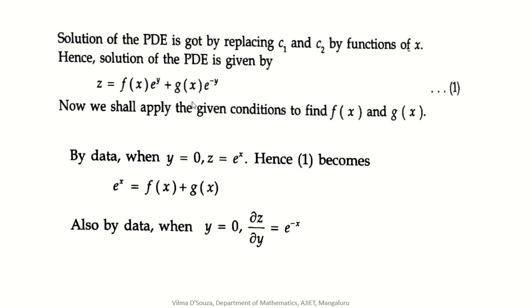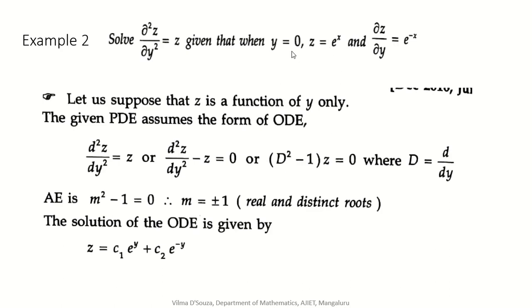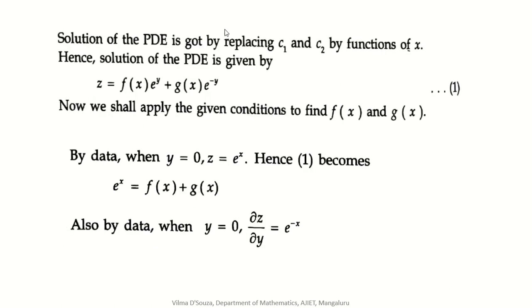Now you have to apply the given condition in order to find these functions f and g. What is the first condition given in the problem? When y is 0, z equal to e power x. So substitute here. z is e power x, y is 0, e power 0 is 1, so f of x plus e power minus 0, that is again 1, so this will be g of x.